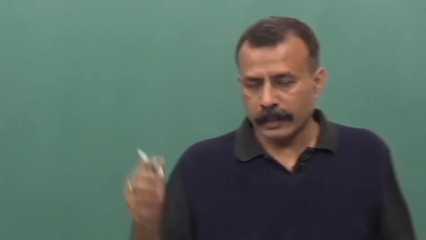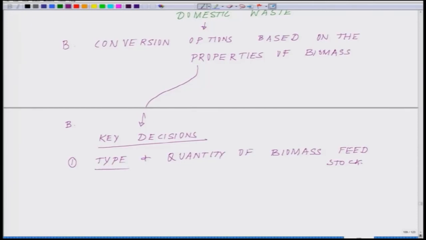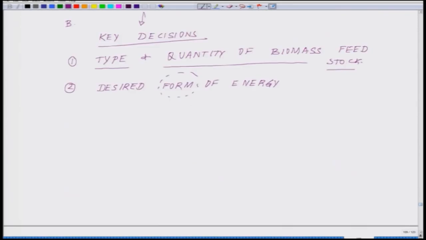So, that is why this particular point, first of all, the type of the biomass and the quantity of the biomass feedstock is very, very important. The second is, point two, the key decisions is desired form of energy. What form or in what state you want the energy? Desired form of energy. So, in terms of desired forms of energy, if we talk about the form word itself, so this could be divided into three different categories.